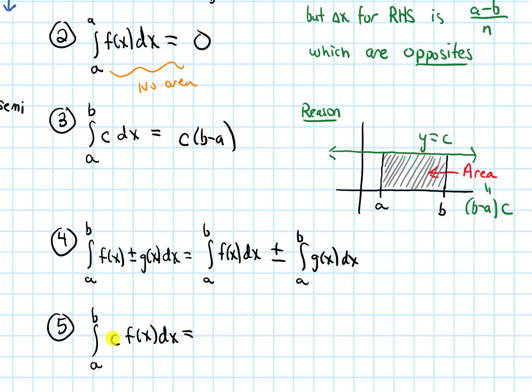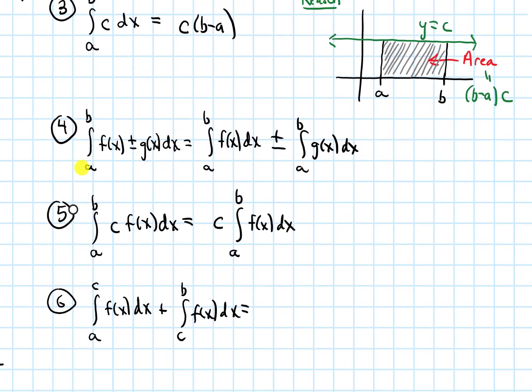If I have a constant c multiplying my function, we can pull that constant to the front, and then that'll multiply my integral from a to b of my function f of x, and then I write that dx. Okay, so property 6 now is going to be a little bit more interesting. It says that if I have the integral from a to c of my function plus the integral from c to b of my function, before I say what this is, I want to draw a picture to help motivate it. So I want to talk about the reason.